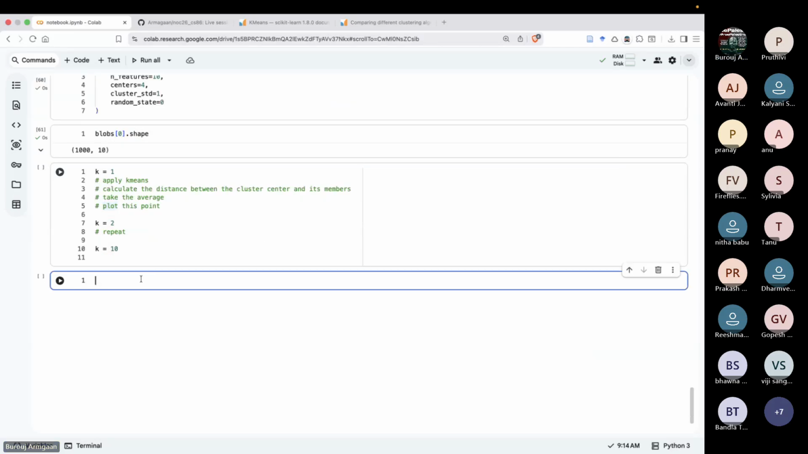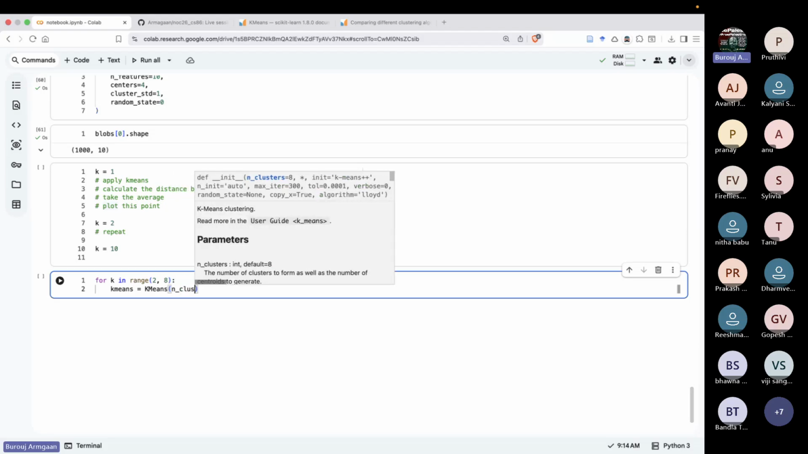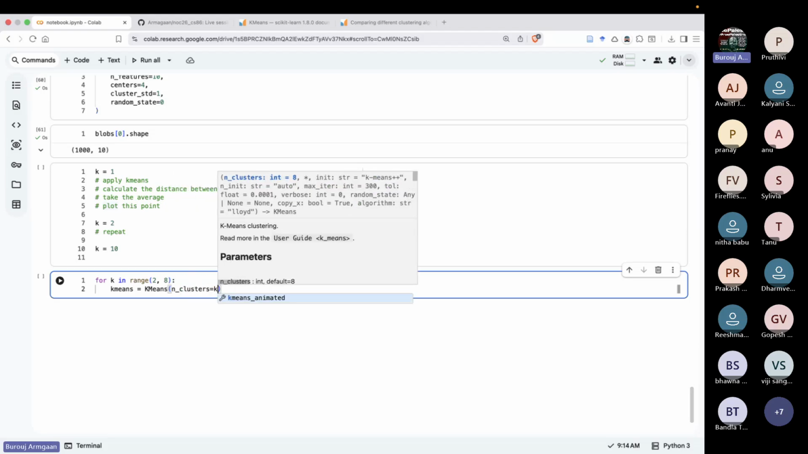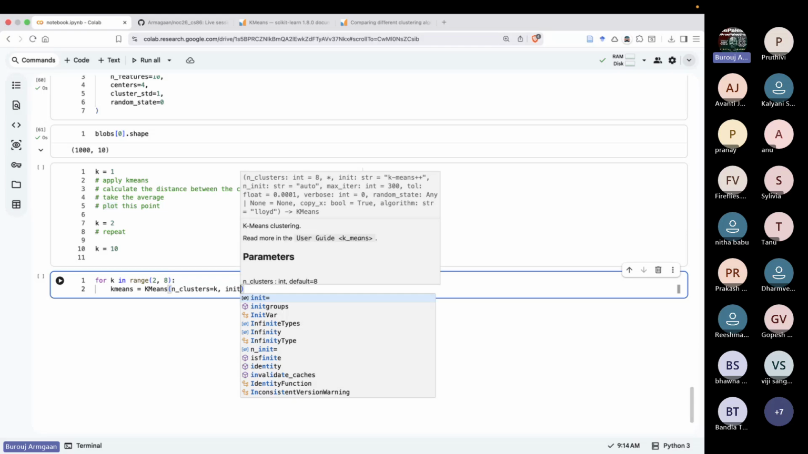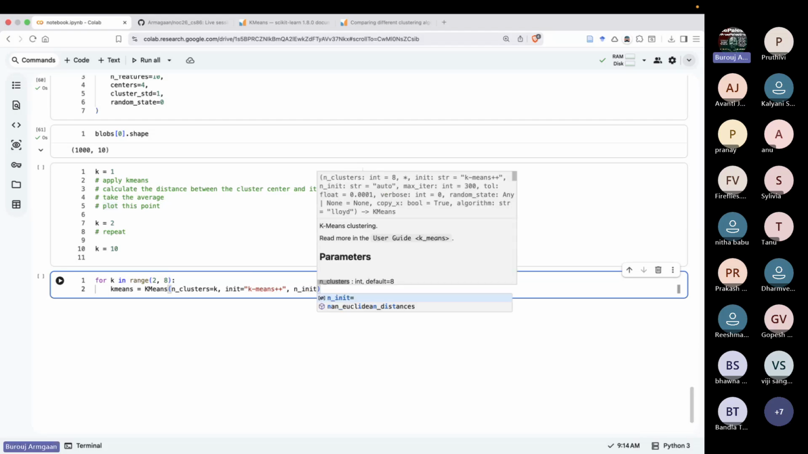We can say for k in range, let's say we start with 2 and we end up at 8. Okay, we can also do 10, but let's say we go up to 8. We have to train k-means. So we'll say k-means, I want the number of clusters to be equal to k. I want you to initialize using k-means plus plus, as we discussed earlier. Do a single iteration.